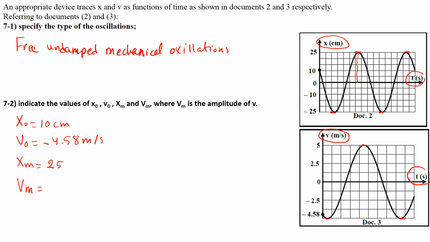Now, vm. So we go from the equilibrium position to the maximum value. So it is at 5 meters per second. This is the solution for this part.